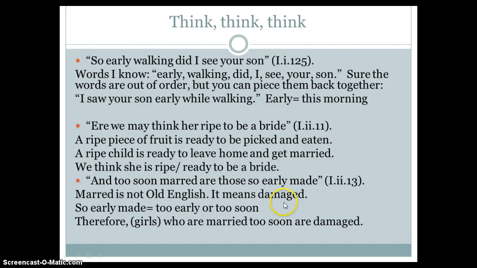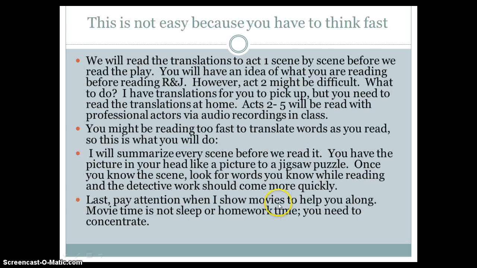People who get married too early are damaged. And that's a foreshadow, by the way. This is not easy because you have to think really fast. So we're going to read the translations to Act 1, scene by scene, before I read the play, so you can have an idea of what you are reading before reading Romeo and Juliet.